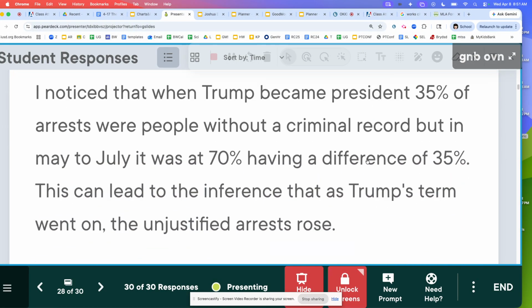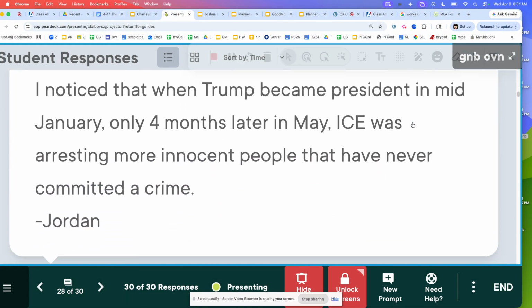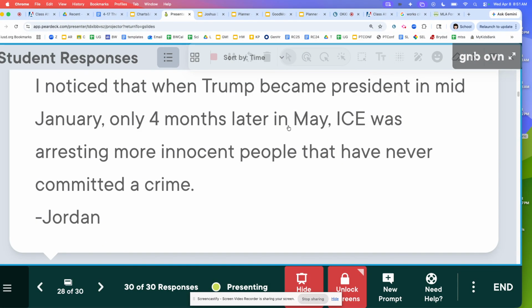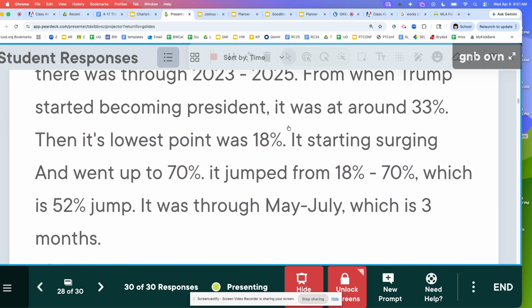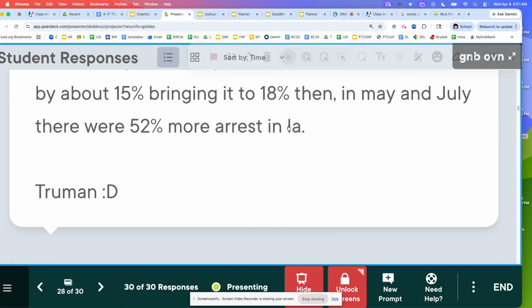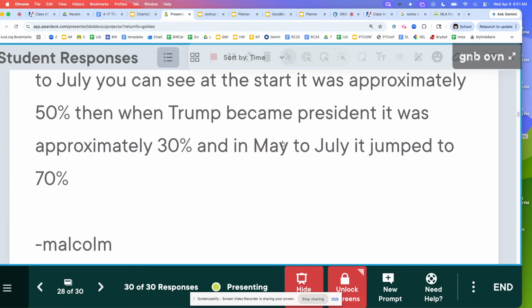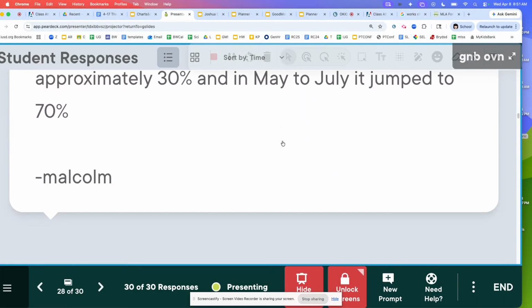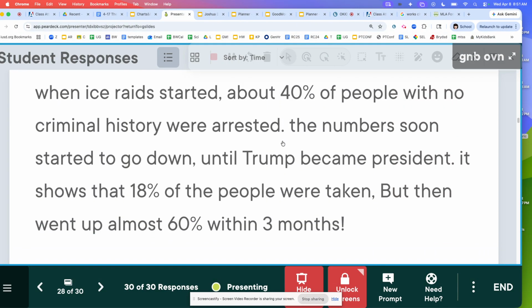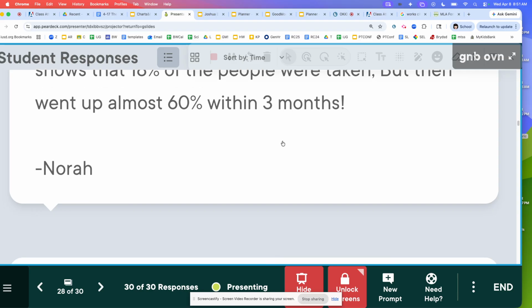Ishan. Let's see. Notice difference of 35, Lucas. ICE was arresting more innocent people. Okay, Jordan, good. But then after that sentence, you would go into the quantitative differences. Jordan can come get a scorecard. Lowest point, 18. Okay, good. Kaden. 18, 52% more. Truman, good. I told you yours was good. Malcolm, good. About 40% number students would go down. So good, Nora. It went up almost 60%. Good, Nora.